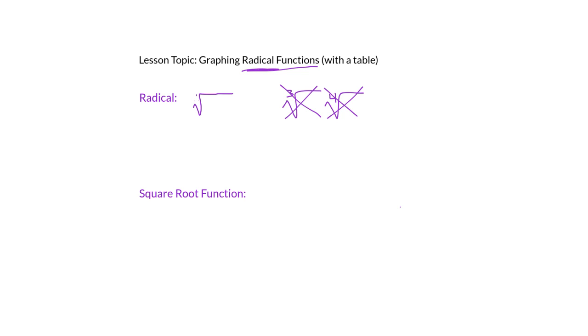So let's remember what a square root means. A square root means that whatever number is in here, what number multiplied by itself gives us that number. So we could write something like square root of 16. So the question is, what number, when multiplied by itself, gives us 16? And the answer to that is 4.